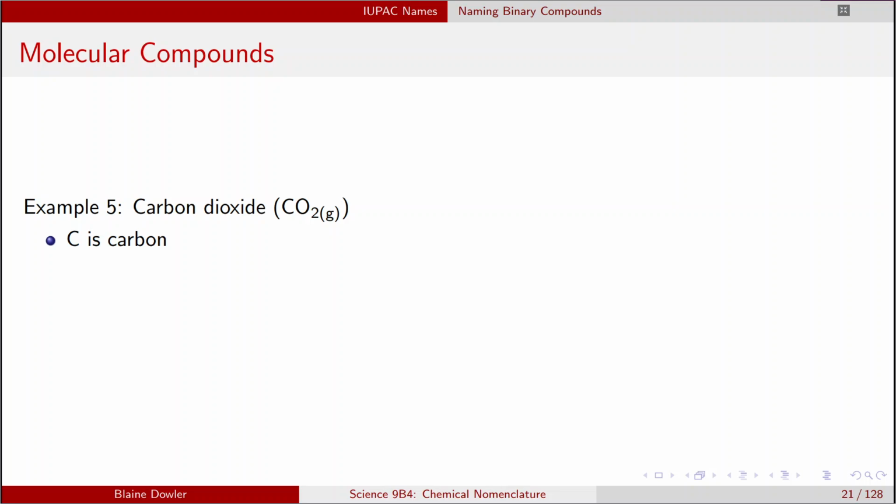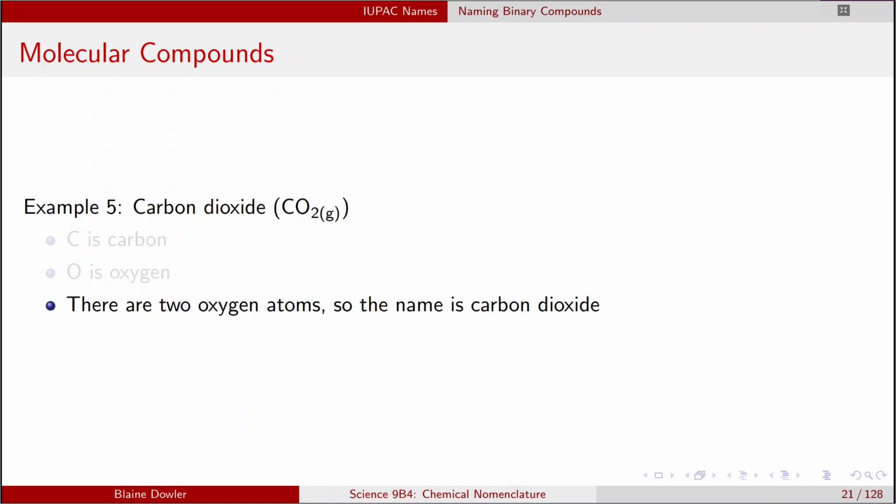So example number 5, carbon dioxide. C is carbon, O is oxygen. There are 2 oxygens, so the name is carbon dioxide. The di prefix meaning 2, and it ends with "ide."